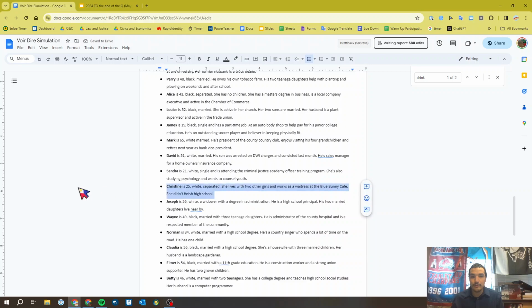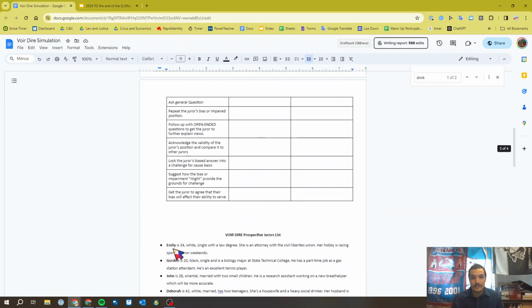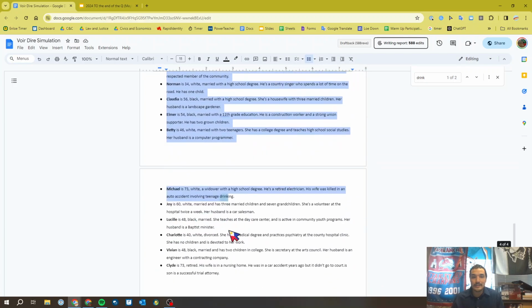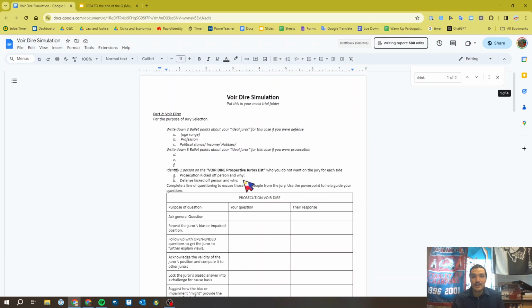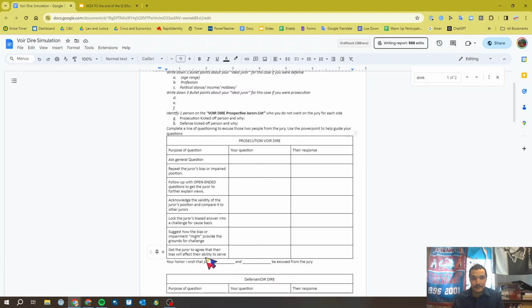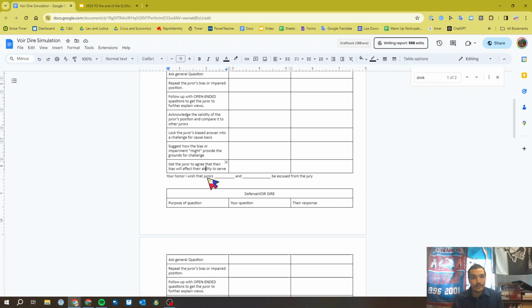But we don't know what these people are good at, what they stand for, but you would want to think on this entire list, who would be most likely to give a verdict against your side, and that's the person you want kicked off, okay? That is what you are doing for this sheet. You are voir diring, and I expect to see it in your folder.